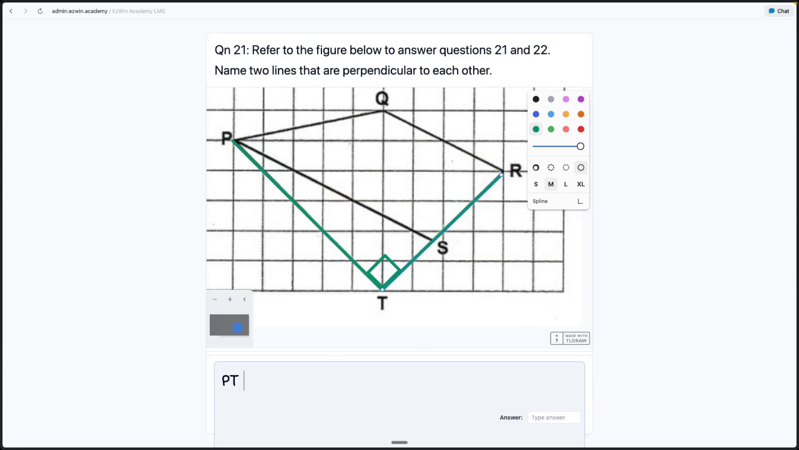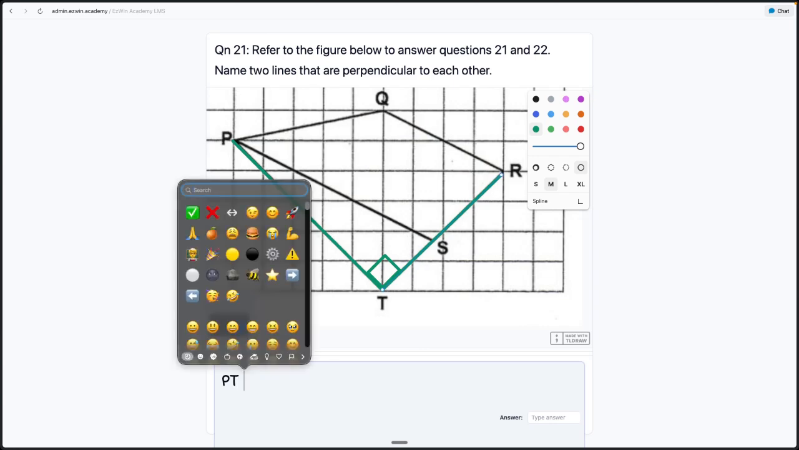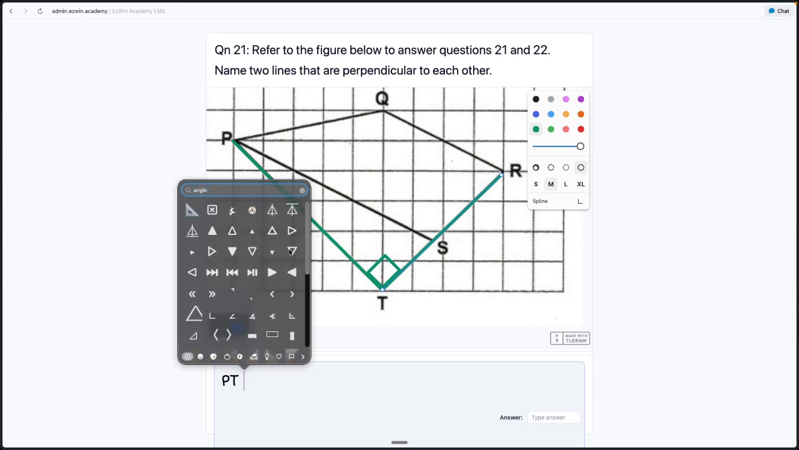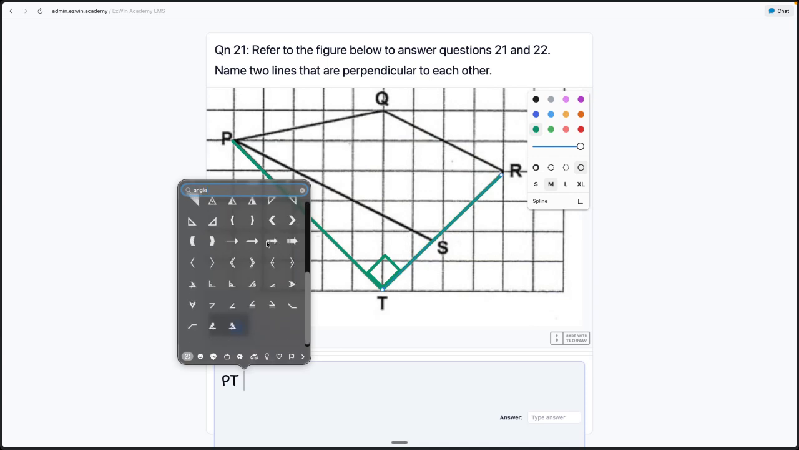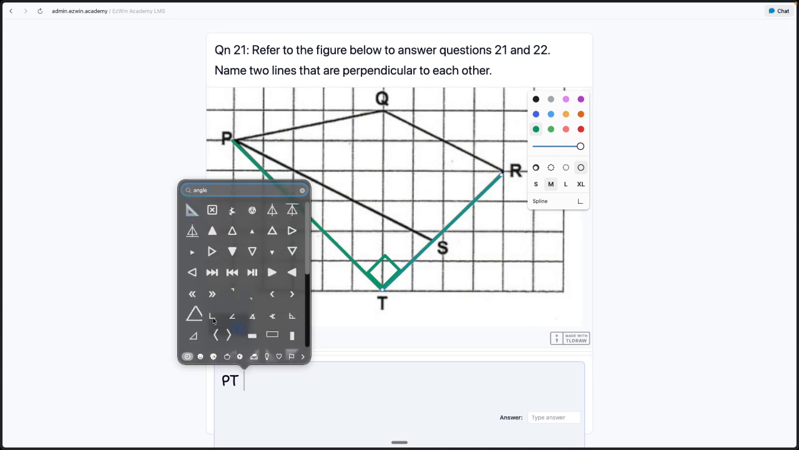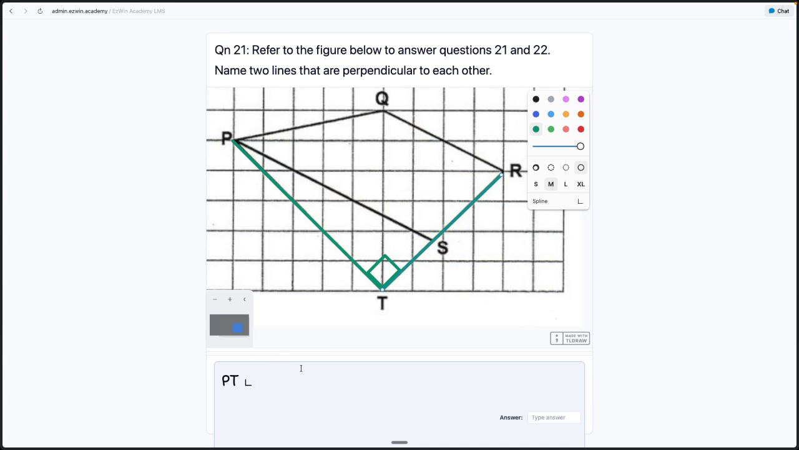So PT is perpendicular. So let's see the angle. I can find the perpendicular sign. All right, PT is perpendicular to TR. Okay, there you go. So that's the answer. Okay, let's move on to the next question.